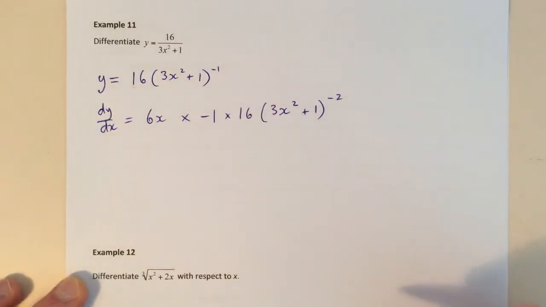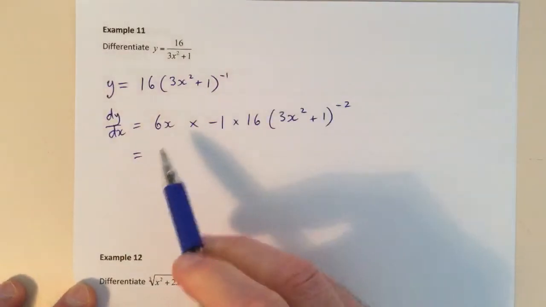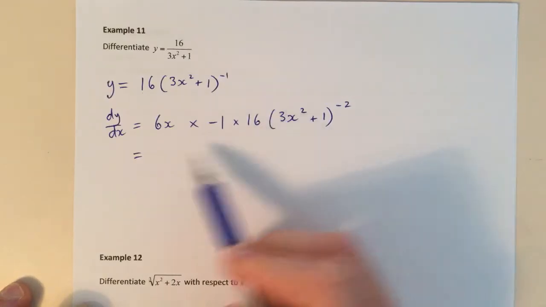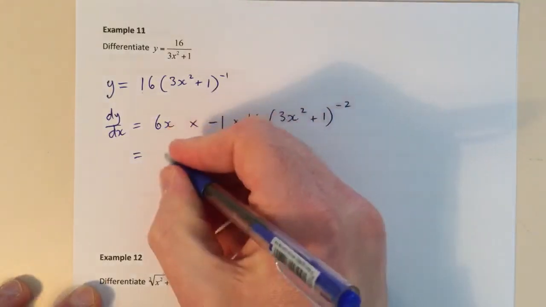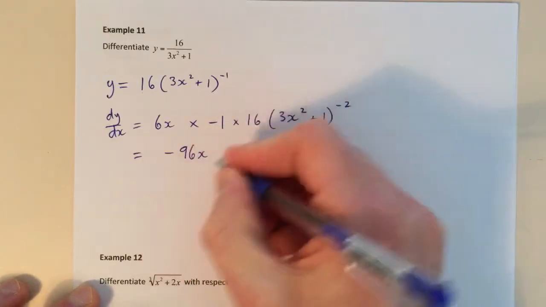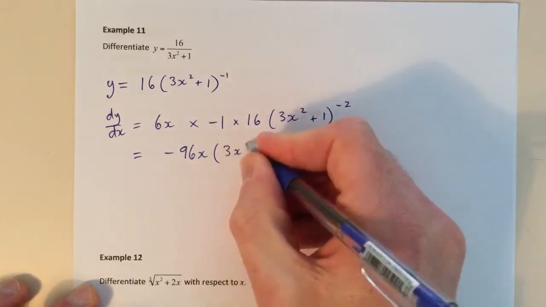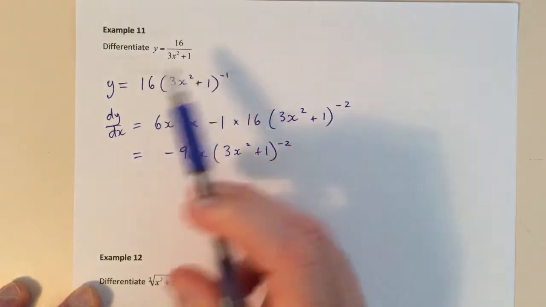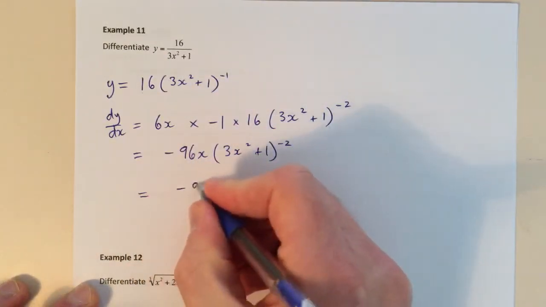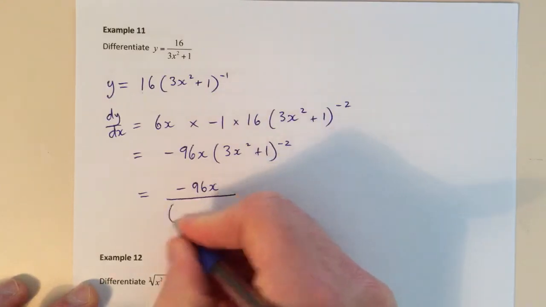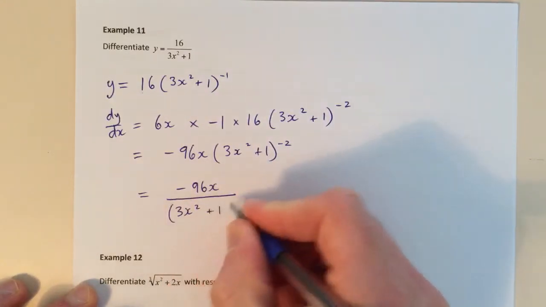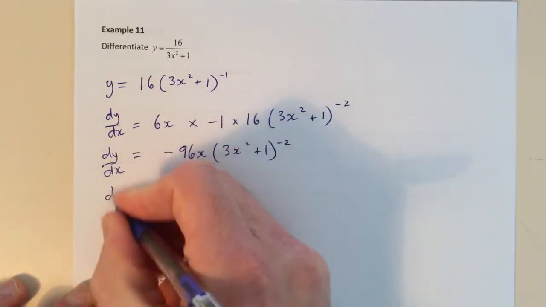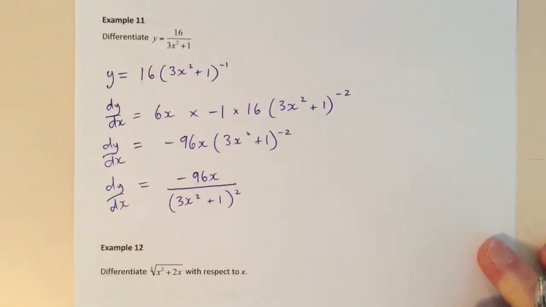If we tidied that up a little bit, we've got 6x times -1 times 16. 3 times 16 is 48, so 6 times 16 must be 96. So -96x, the bracket, 3x squared plus 1 to the power of -2. And if we write our answer in the same form as the question, we could rewrite this as -96x over 3x squared plus 1 to the power of 2. So that would be our result for dy dx after applying the chain rule.